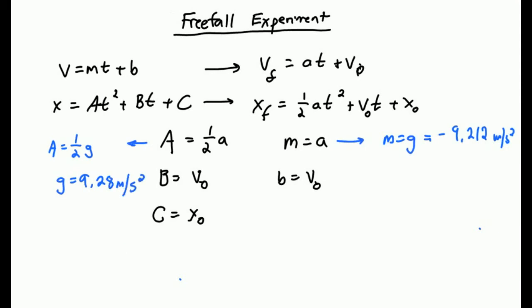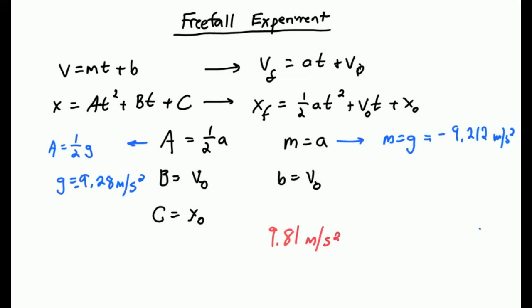Okay, so that's not a perfect value, 9.28 and 9.212. Sorry, this is a negative right here. But these are pretty close to what we expect the acceleration due to gravity to actually be, of course, 9.81 meters per second squared.